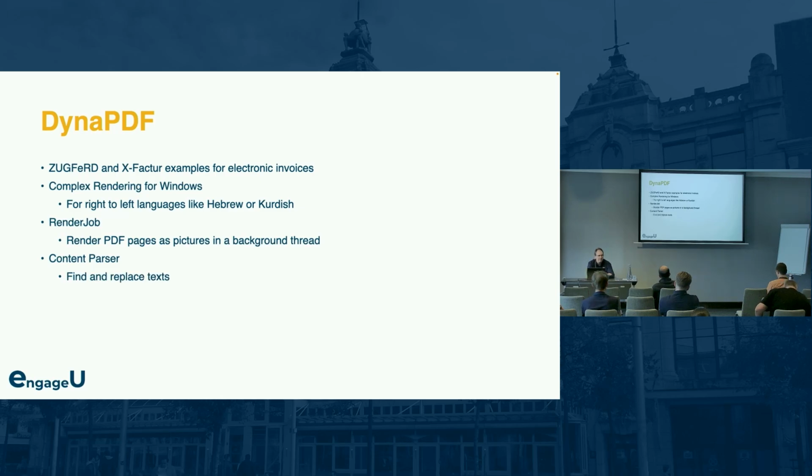So we have the content parser. You can find and replace texts. You can extract or replace and delete images, which is also very handy if you need to modify it. And recently we got incremental updates. So you can load a PDF with a signature. Then you can add additional text like a second signature and then save the new PDF.